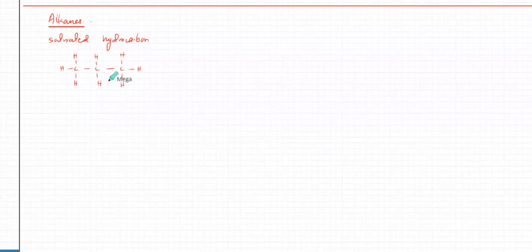The general formulas don't usually work because alkanes can be cyclic. Alkanes have a different general formula. Saturated means all bonds are single bonds. And in an alkane, remember that carbon is going to be sp3 hybridized. So carbon is sp3 hybridized.